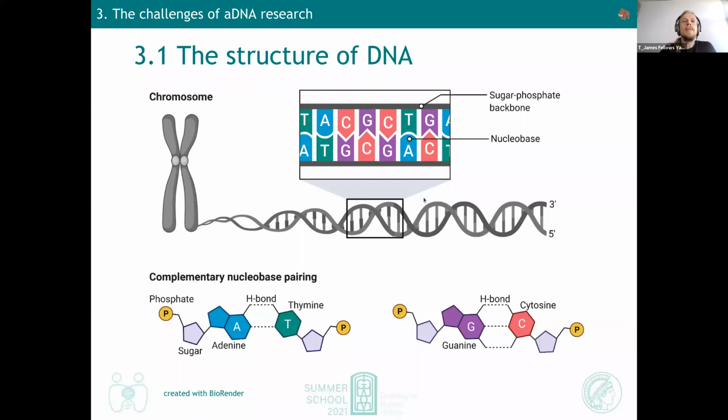And the important thing to remember about these different nucleotides, the C, G, A, and Ts, is that they form complementary base pairs. And what we mean by this is that every time you find an A, this will always be bound with a T. And anytime you find a G, you will find a C, and vice versa, because of the different number of hydrogen bonds you can see between the two here. And this is very important for ancient DNA.